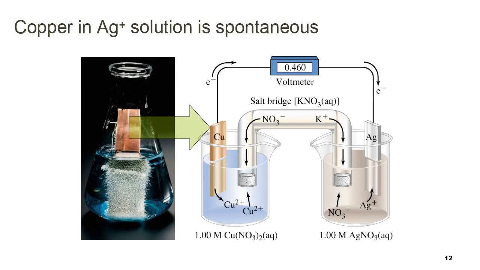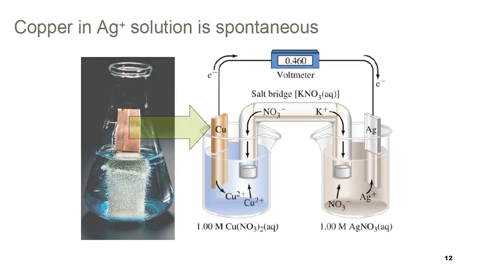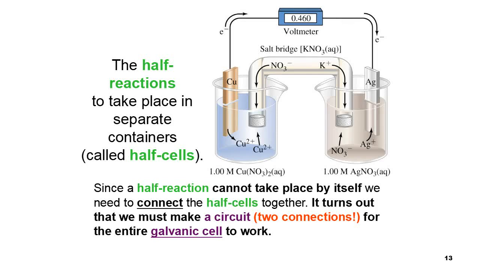Consider copper atoms in silver ion solution, which is a spontaneous reaction. The half reactions need to take place in separate containers called half cells. Since a half reaction cannot take place by itself, we need to connect the half cells together. It turns out that we must make a circuit of 2 connections for the entire galvanic cell to work as shown in the diagram.